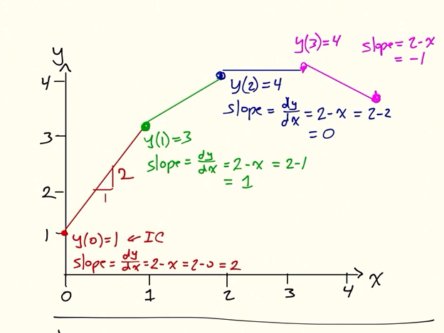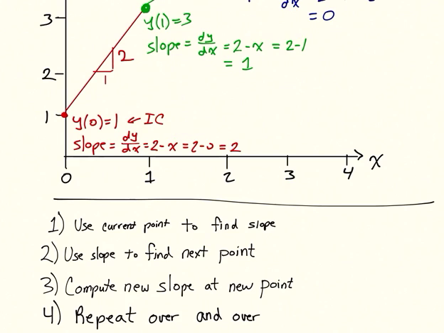And let me just recap what we did. So we used the current point to find a slope. So we started at the initial condition, we found a slope there. Then we used that slope to find a new point. We went from point 1 to point 2. At the new point, we computed a new slope, and we repeated this process over and over again. And then if we do that, we find the solution to our differential equation.